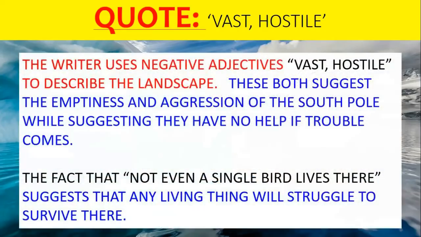The writer uses negative adjectives, that's my technique, vast and hostile, to describe the landscapes. And now I'm going to zoom in on vast and hostile. These both suggest the emptiness and aggression of the South Pole, while suggesting they have no help if trouble comes. So if it's vast and hostile, they've got no help.